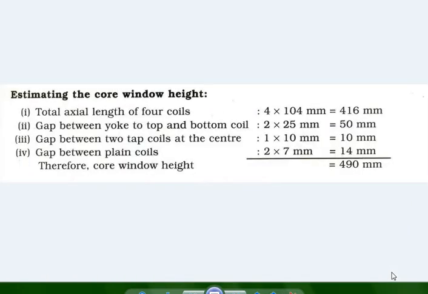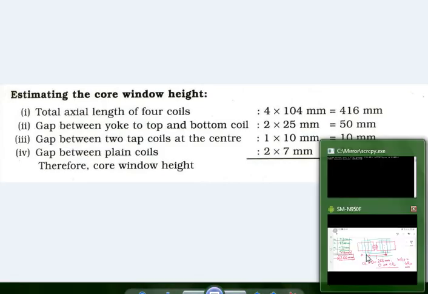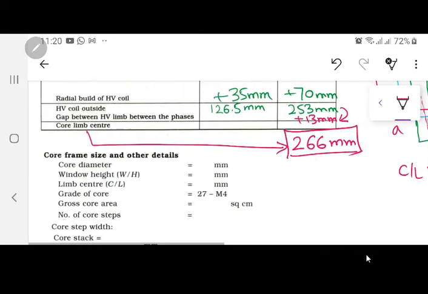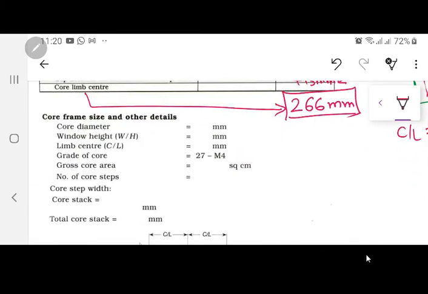G, what is it? 490 mm. We will require this data. So this is 490 mm over here. Okay. Now let's proceed forward over here. Now here I have to write some data over there.